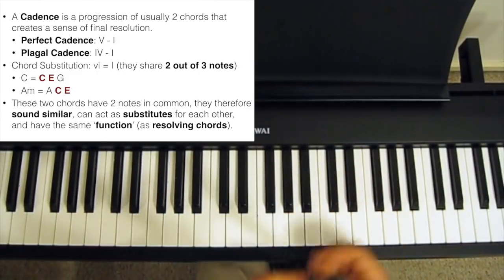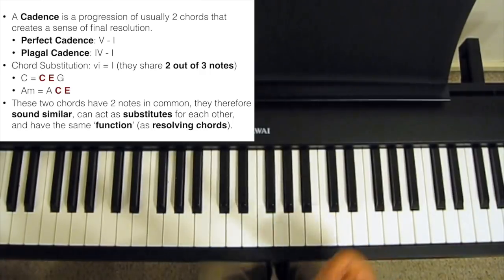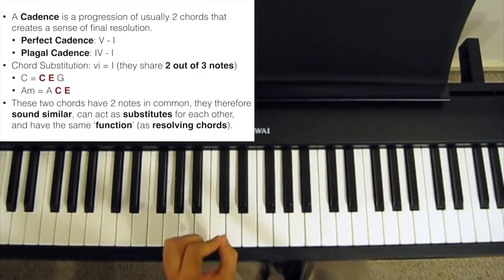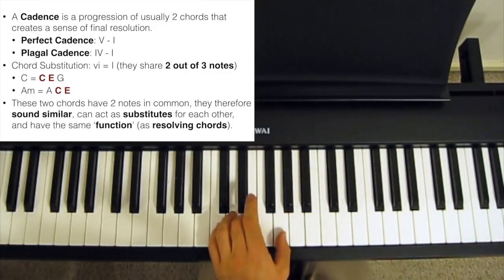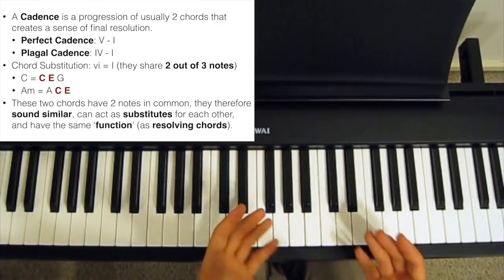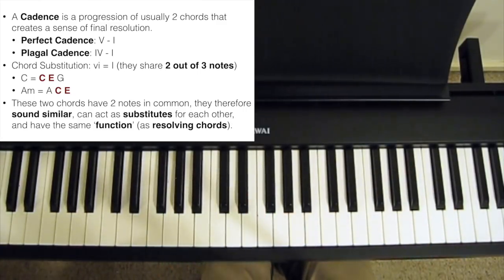Now, I have a separate video on functionality, but essentially all it means is that the 2 chords serve the same purpose. They are both resolution chords. That is, both the C and the A minor are used to resolve a chord progression.